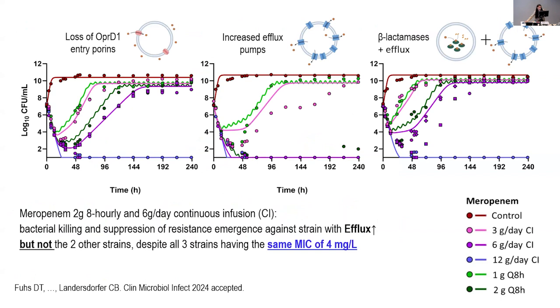Here we could see that with 2 of the strains, if they are exposed to a dose of 6 grams per day meropenem, there is regrowth of the bacteria with resistance. But the 3rd strain didn't show any regrowth or resistance despite having the same MIC. So the MIC couldn't explain this response. But fortunately, a quantitative and systems pharmacology mathematical model could explain all of this data, as we can see by the fits, which are the lines.